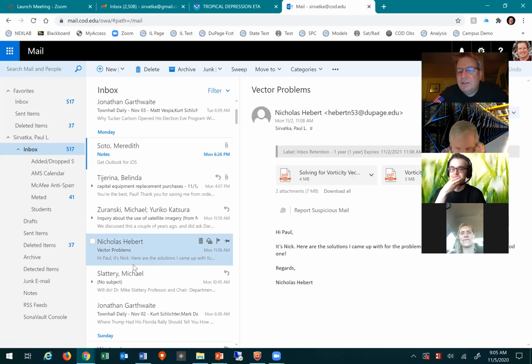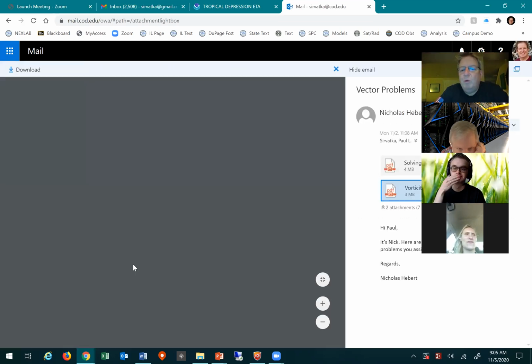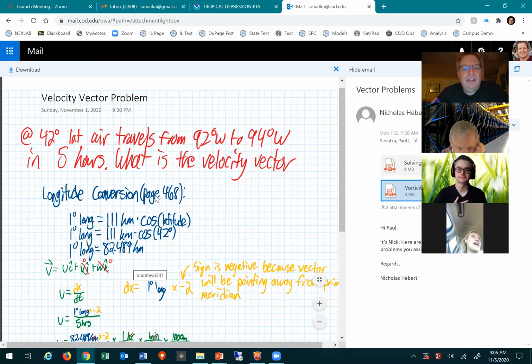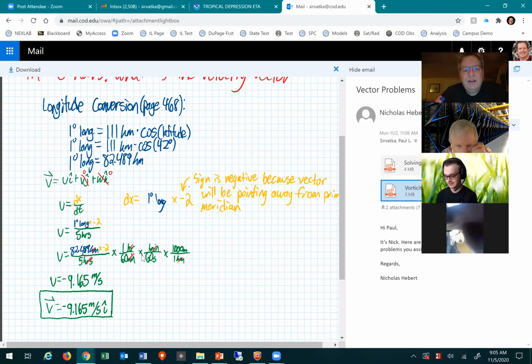Okay, the vorticity vector's not correct, but this problem was. So we need to talk about that vorticity vector. He has 42 degrees latitude, writes it down. Longitude conversion. So he's saying 1 degree of longitude, which is good. This is important: it's 111 km, the distance, times the cosine of the latitude. You have to know the distance that you traveled. So it's 82.489 kilometers. Again, I would put stuff into scientific notation. Rather than kilometers, I'd do 8.249 times 10 to the 4th meters.